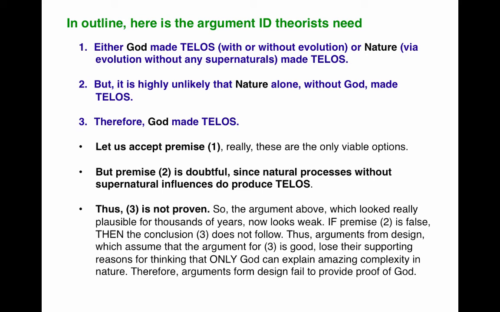Thus, the conclusion 3, that God made telos, is not proven. So the argument above, which looked really plausible for thousands of years, now looks weak. If premise 2 is false, then the conclusion does not follow. Thus, arguments from design which assume that the argument for 3 is good lose their supporting reasons for thinking that only God can explain amazing complexity in nature. Therefore, arguments from design fail to provide proof of God.